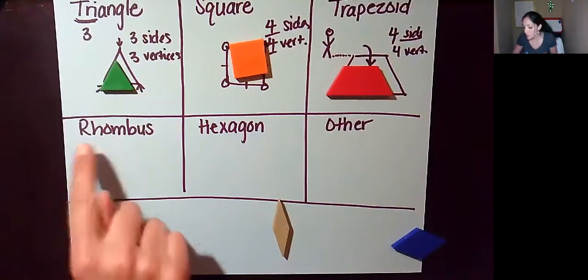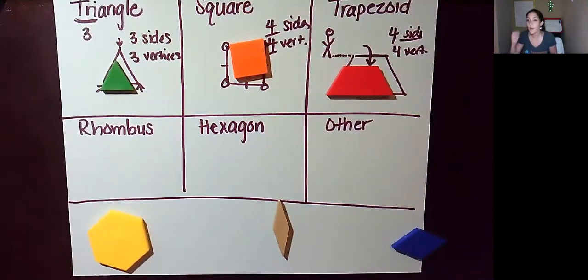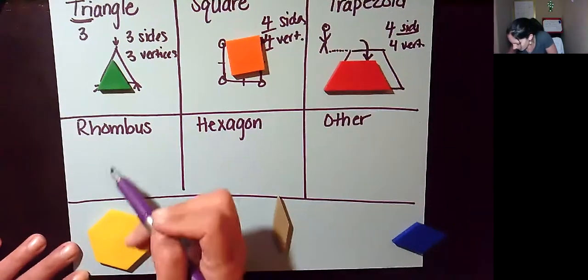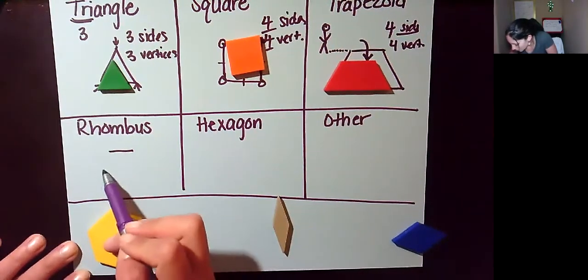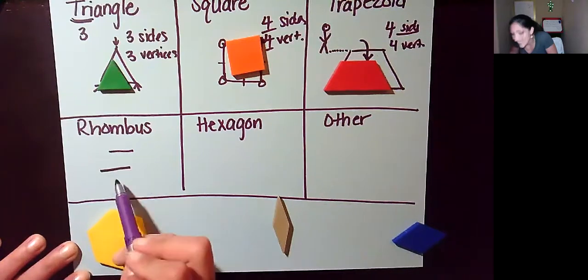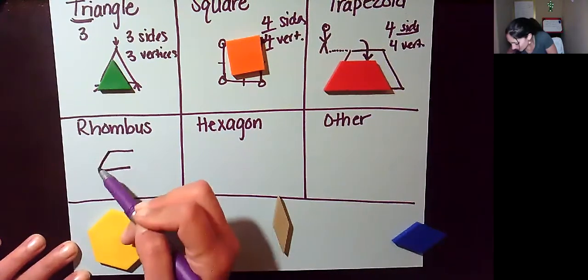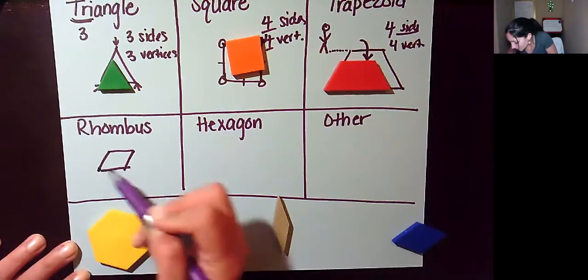Next, we have the rhombus. And a rhombus also has 4 sides and 4 vertices, but the trick about the rhombus is that 2 sides have to go in a straight line next to each other, and the other 2 sides have to be in a straight line next to each other.